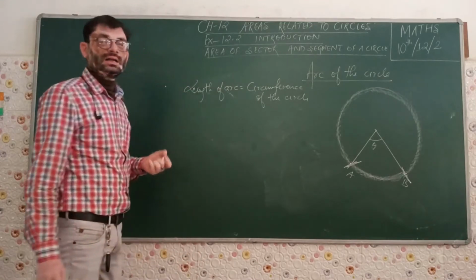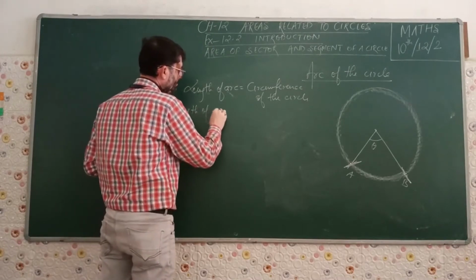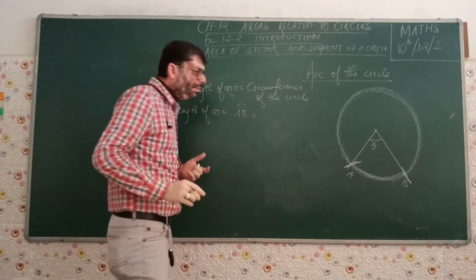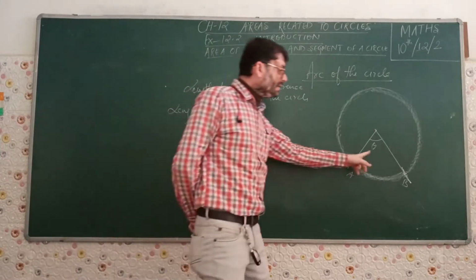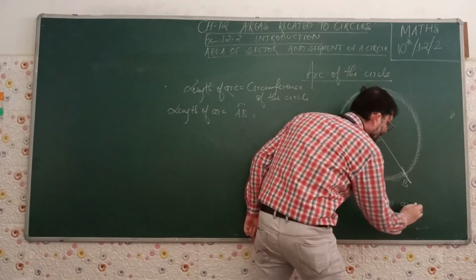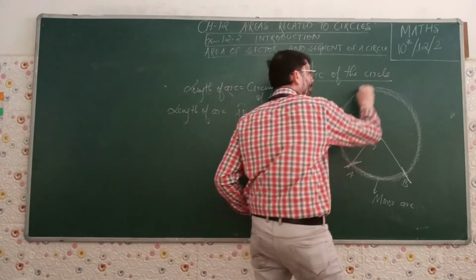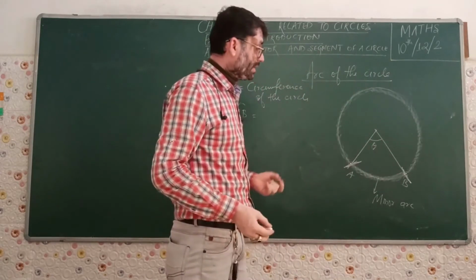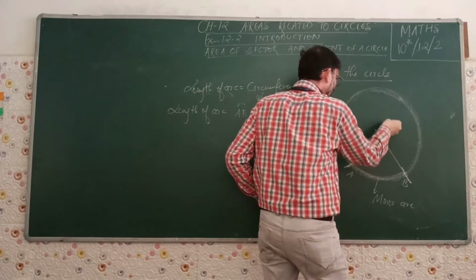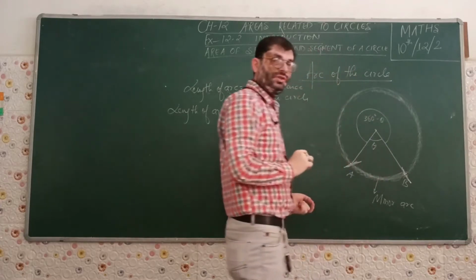Then what is the length of the arc AB? Now arc AB with central angle theta is my minor arc, because it is a small part of the whole circle. And again we can say AB, the same term, but now AB is for the major arc, which means the angle for this arc will be 360 degrees minus theta.